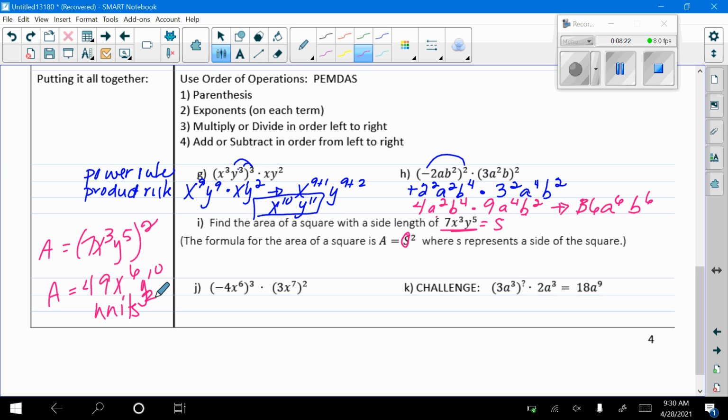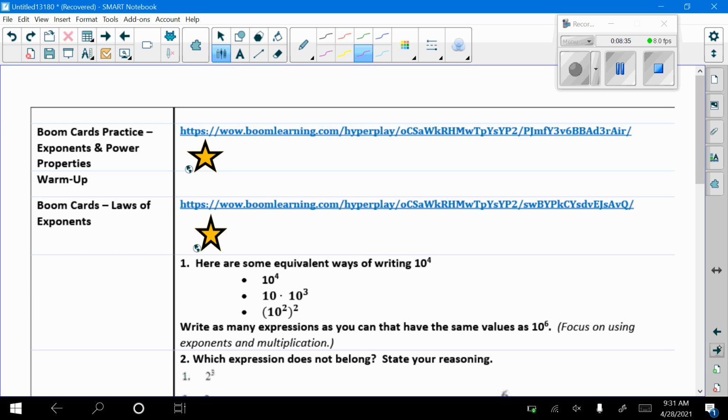Down below, I've got 2 of them. The challenge: try to find out what the question mark is. And do this one and check with me in class. And then we have some practice on the boom cards.